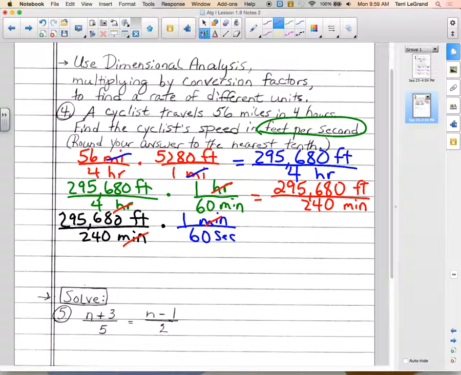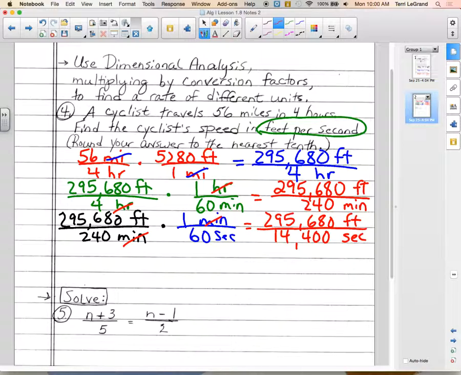And I'm thinking we are really close to having this done. We have feet upstairs, seconds downstairs. So let's just multiply across right now. 295,680 feet over, what's 240 times 60? 14,400. You guys agree? Okay, 14,400, and those are seconds.